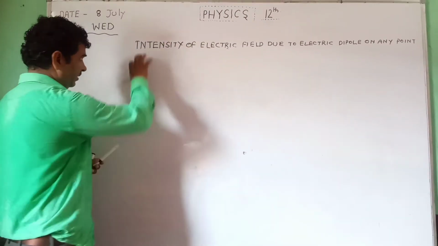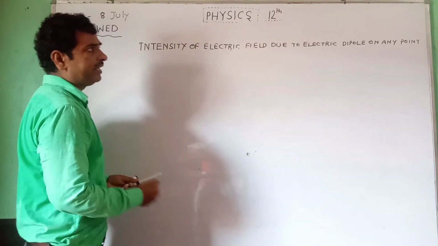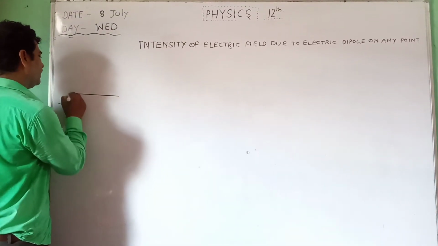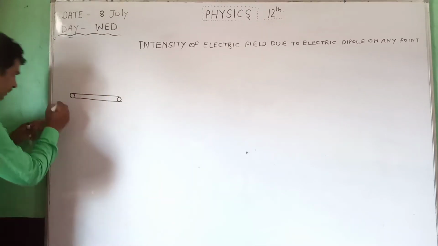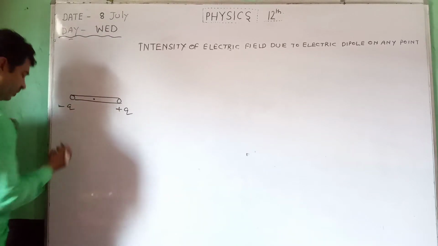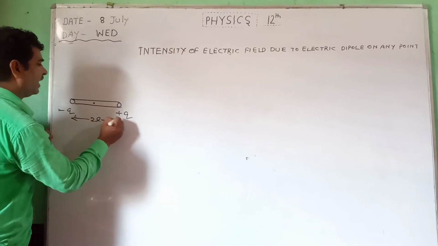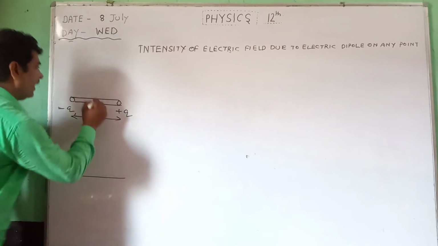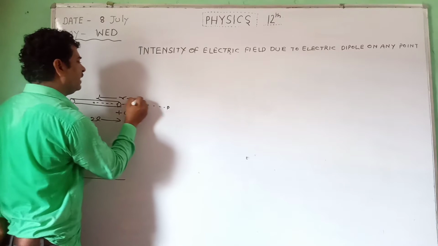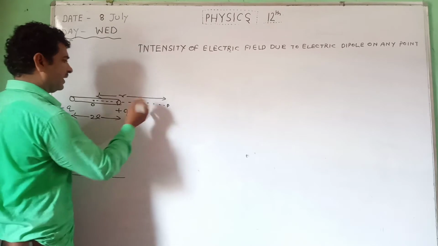My dear students, now I am going to find the intensity of electric field due to an electric dipole at any point. You know, this is an electric dipole made with two equal and opposite charges, minus q and plus q, situated at a very small distance from each other, that is 2l, and we are taking a point P on the axial line, situated at distance r from the midpoint of the electric dipole.